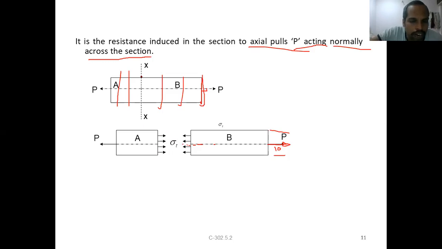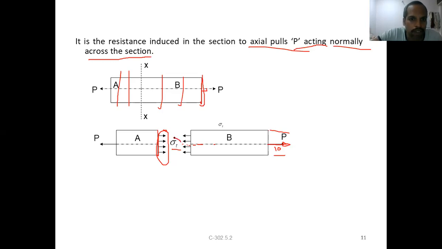Here if you see this free body diagram at a section XX, we are taking a free body diagram. Here the load is there. This is the area of cross section, A, at this point. And this direction shows stress. The stress induced is sigma T. Because it is a tension, tensile stress, that's why it is sigma subscript T. Not suffix, it is a subscript. Sigma subscript C means compression. Sigma subscript T means tension.